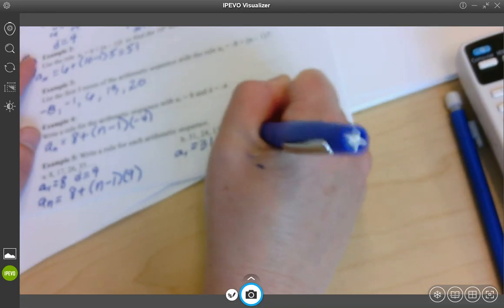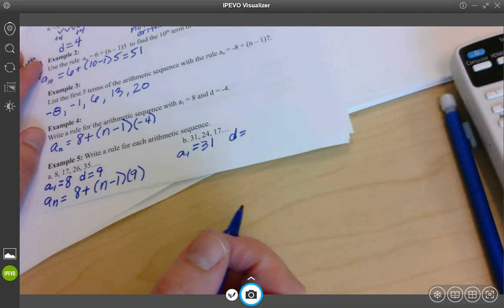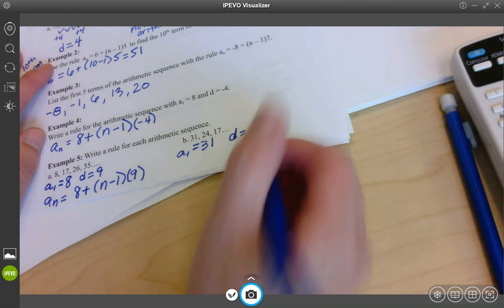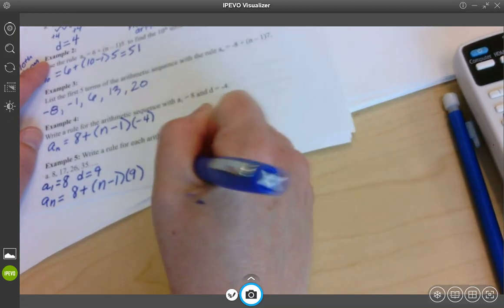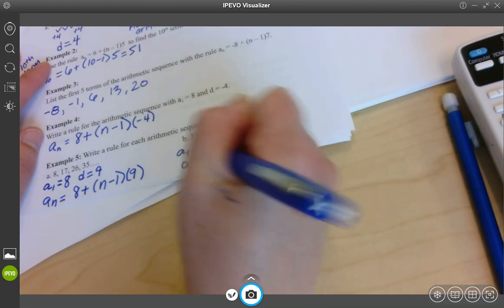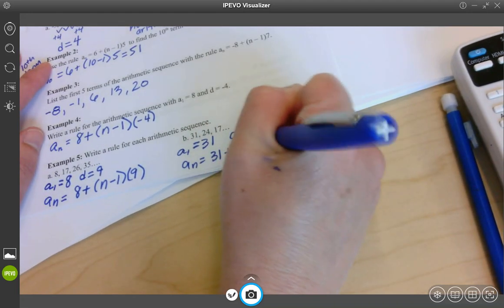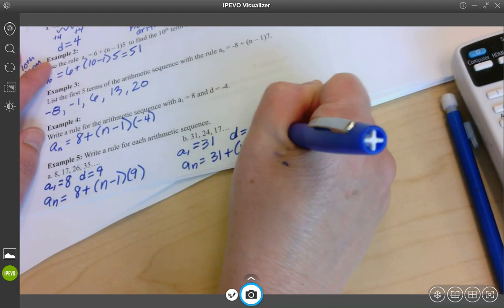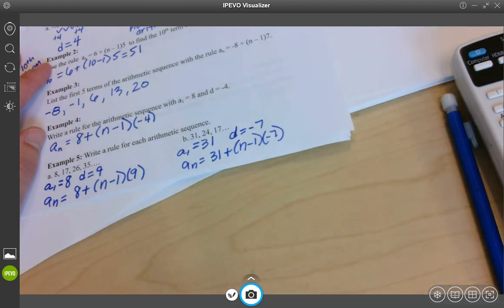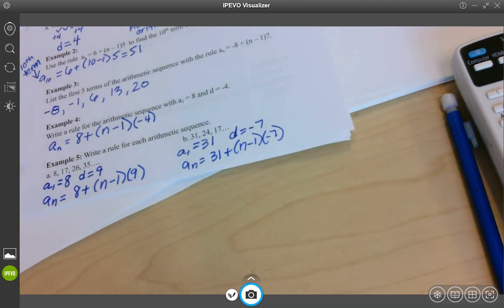And this time your d is a negative number, right? Negative what? Negative 7. Good. So a sub n equals your first number plus n minus 1 times your common difference. All right, and I do suggest you put parentheses on that negative 7 to indicate multiplication. All right, I want you to turn it over.